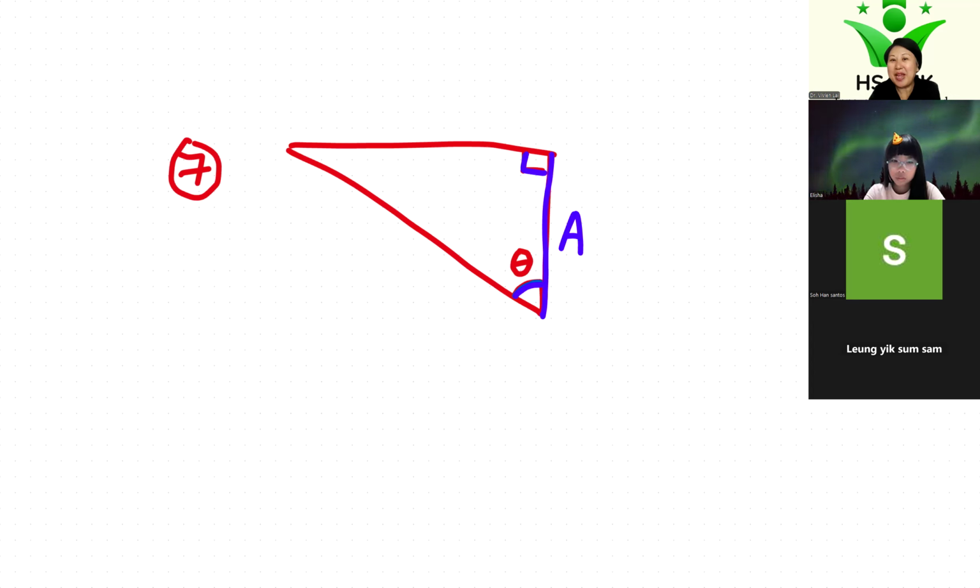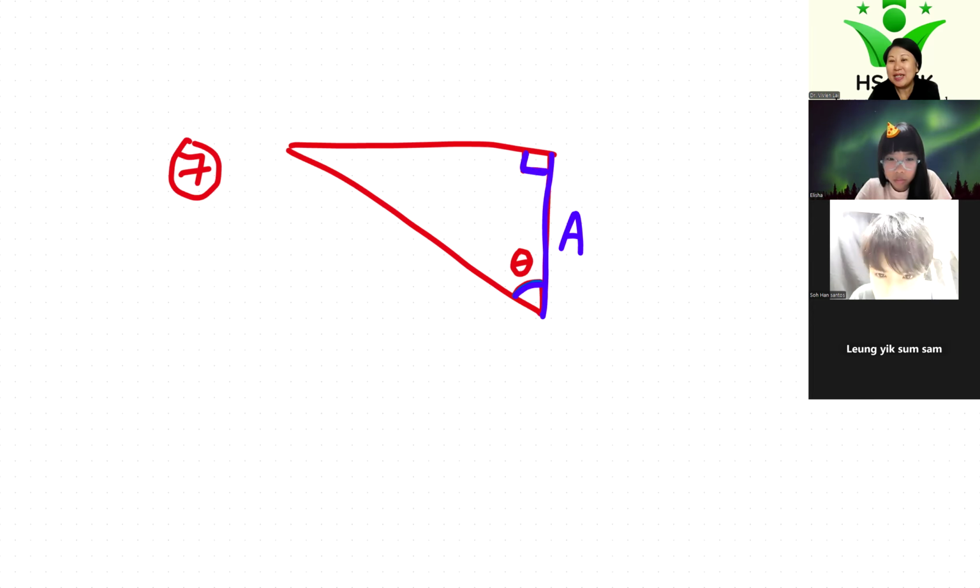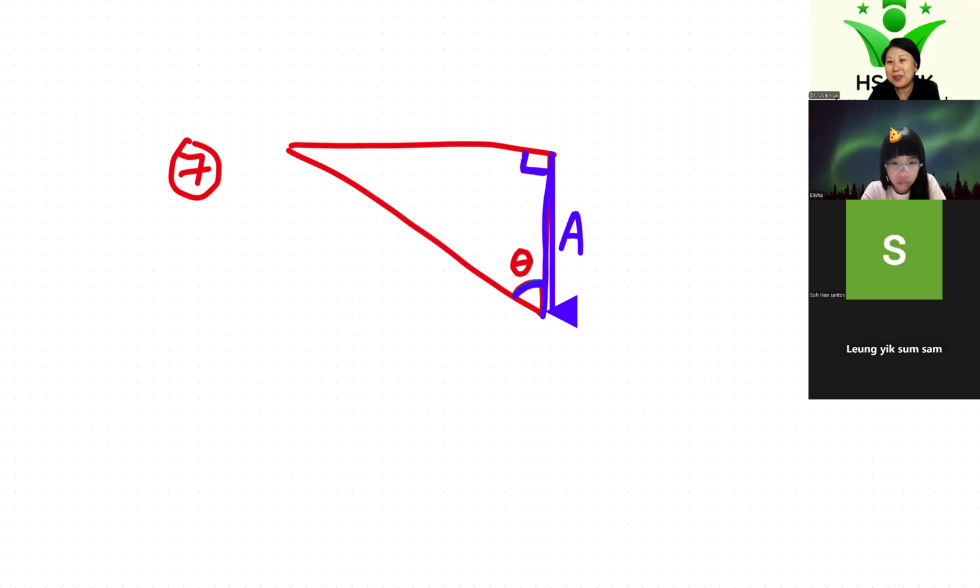The one with the right angle and the theta, we call A. Okay? No, slowly. Do you understand? The line with the right angle and theta, we call it A. Is it okay? And then try the other one.